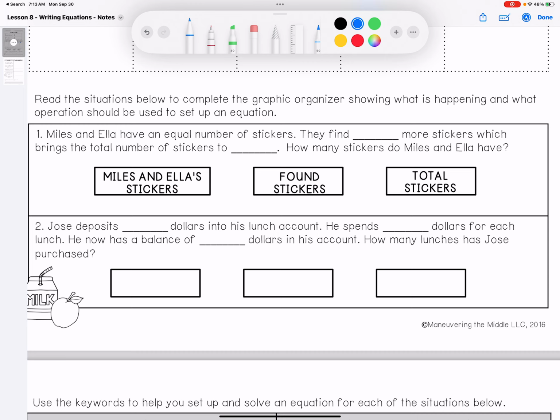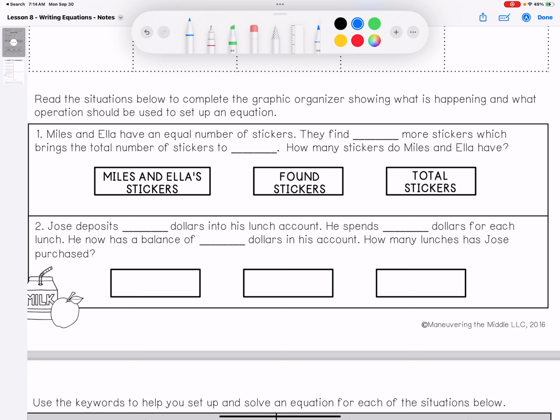Equal. So they both have the same amount. They find blank 2 more stickers, which brings the total number of stickers to blank. So what do we need to add or do?